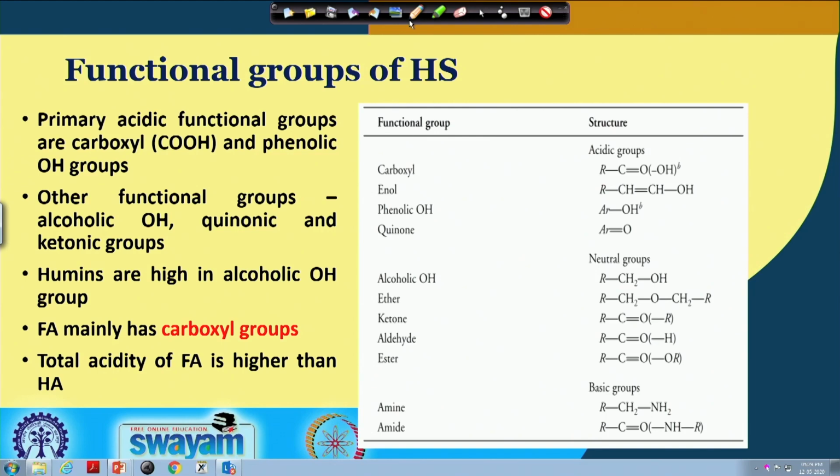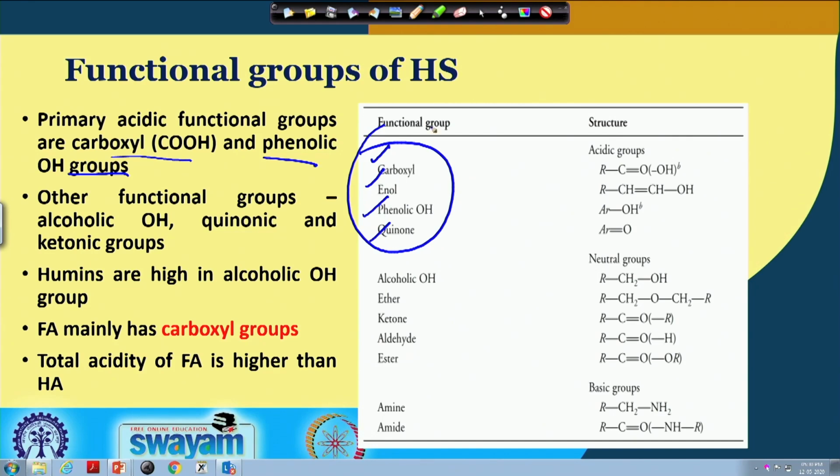I have shown you both these groups in that slide, that the carboxylic group and phenolic groups are the primary acidic functional groups. So, we can see here in the functional groups we have carboxyl and these phenolic hydroxyl groups. Apart from that, enol groups are there, quinone groups are there. So, the other functional groups are basically alcoholic OH groups which you see here, and also the quinonic and ketonic groups. So, these are the major functional groups, and humins are basically high in alcoholic OH groups.